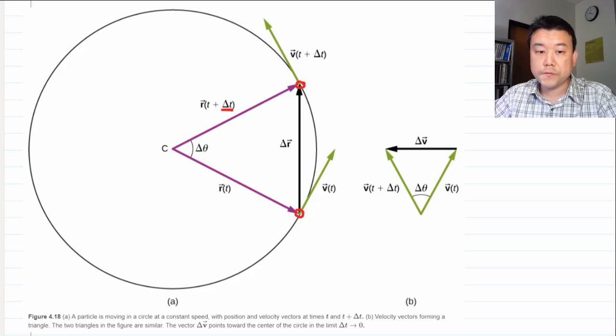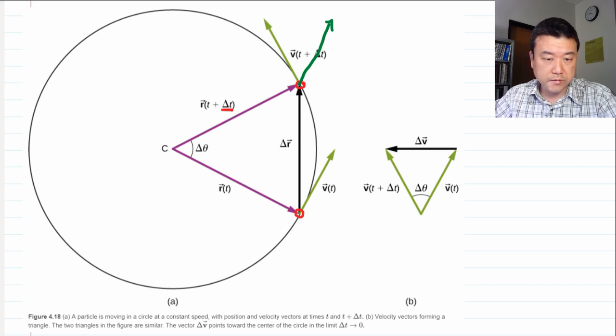This is called uniform circular motion because the speed is assumed to be constant. So the length of the velocity vector doesn't change, only the direction does. I've drawn a copy of the velocity vector here. And through geometry, you can figure out a few things.